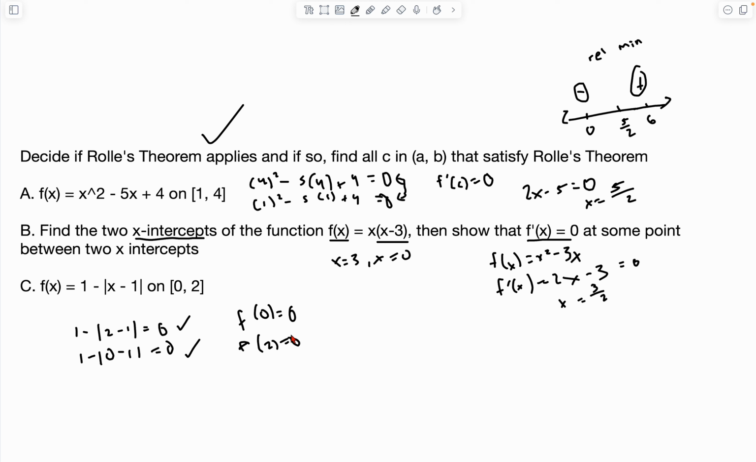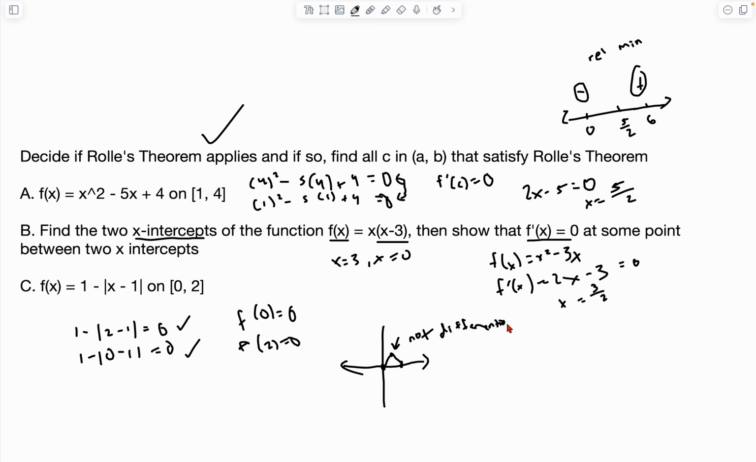Everything might seem all fine and well, right? Because we're like, oh, the two zeros, yay, Rolle's theorem applies. Well, if you actually graph this by using some of your algebra 2 skills, or just plugging in points, if we plug in 0 we get 0, if we plug in 1 we get 1, and if we plug in 2 we get 0. So our graph looks like this. We can see that it is not differentiable because we have a cusp here. So because it's not differentiable, Rolle's does not apply.